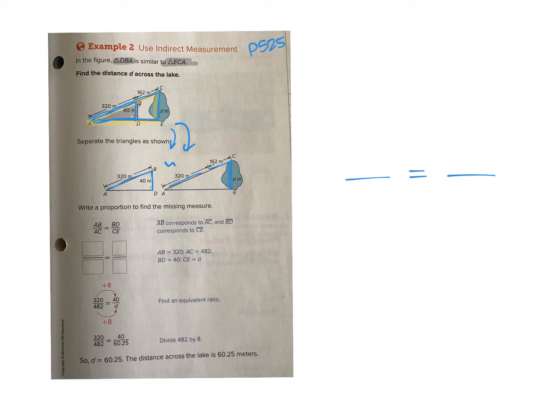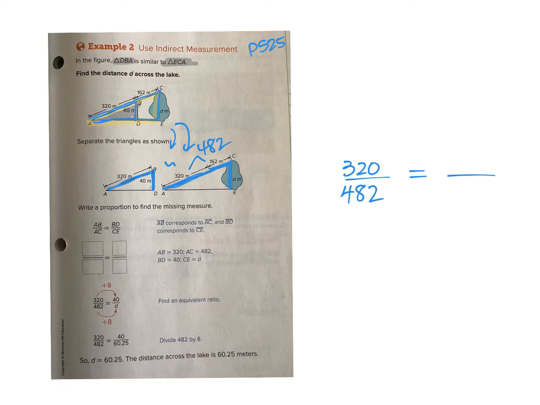I don't really love using the boxes. So I'm going to pick two sides that match up. I'm going to say I'll take this side, 320. That corresponds to this side over here. Well, I need to add those. I've got 320 plus that 162. So this whole length here is 482, this whole diagonal. So I'm going to say that corresponds to 482.